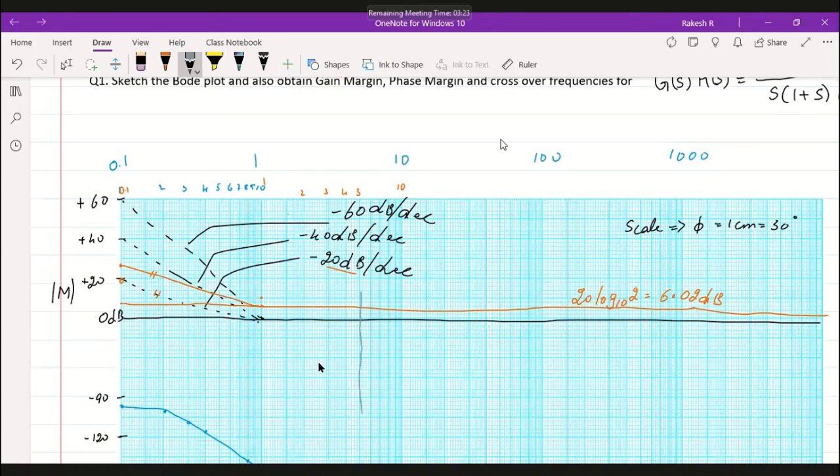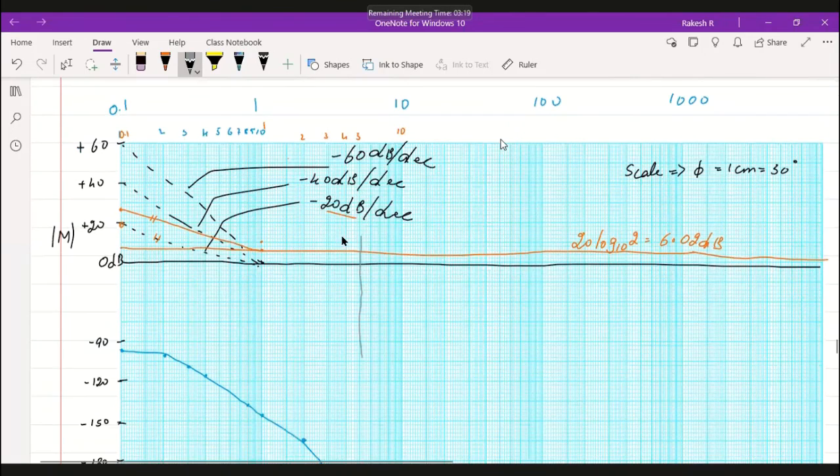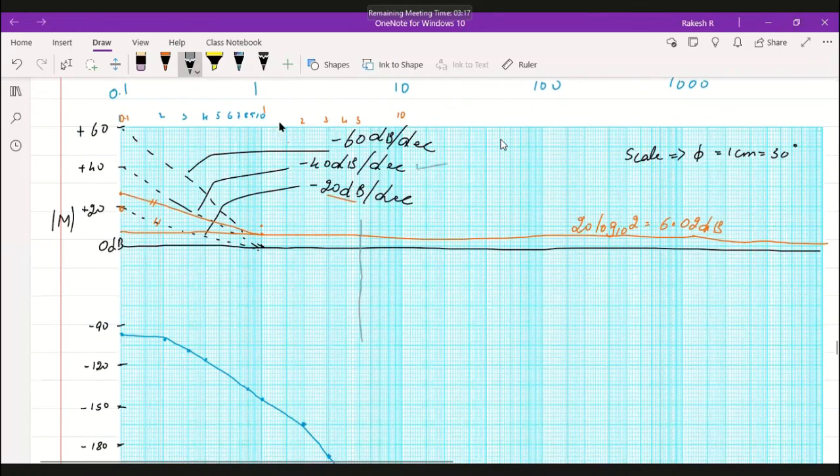Now for this, what we need to do? We need to draw a 20 dB per decade line. Sorry, minus 40 dB per decade. This is this point here. Now I need to draw a parallel line in such a way that it is crossing this 40 dB per decade line, something like this.